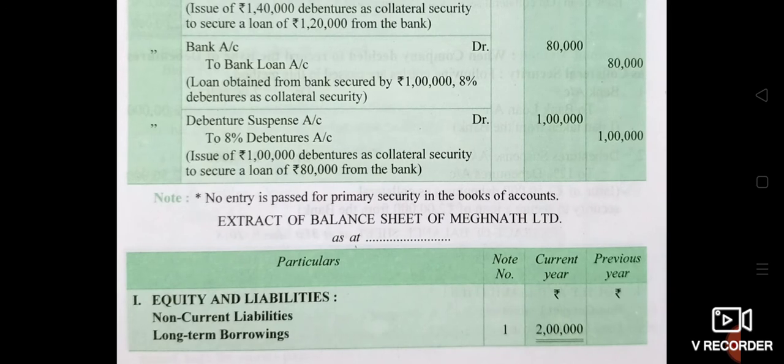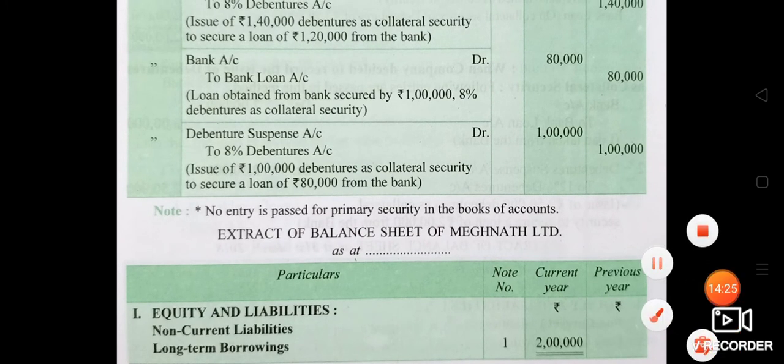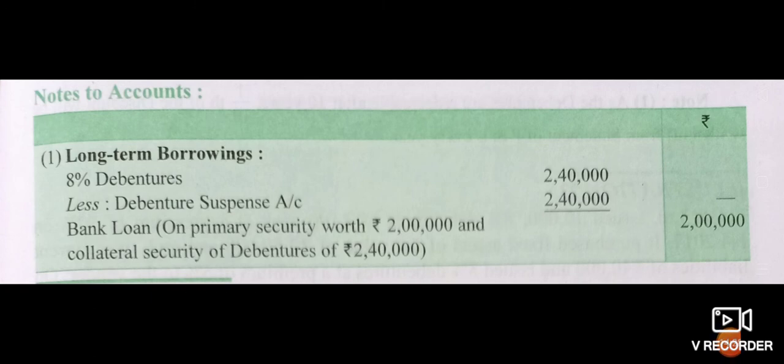Now in the balance sheet, see the balance sheet. Long term borrowings: first loan 1,20,000, second loan 80,000. So the total loan is 2 lakhs, long term borrowings is 2 lakhs. And in notes to accounts, total debentures issued for the first loan worth rupees 1,40,000, for the second loan worth rupees 1 lakh. So total debentures were 2,40,000. So 8% debentures 2,40,000, less debenture suspense 2,40,000, nil in the outer column, and bank loan 2 lakhs. So total long term borrowings of the company is 2 lakhs.